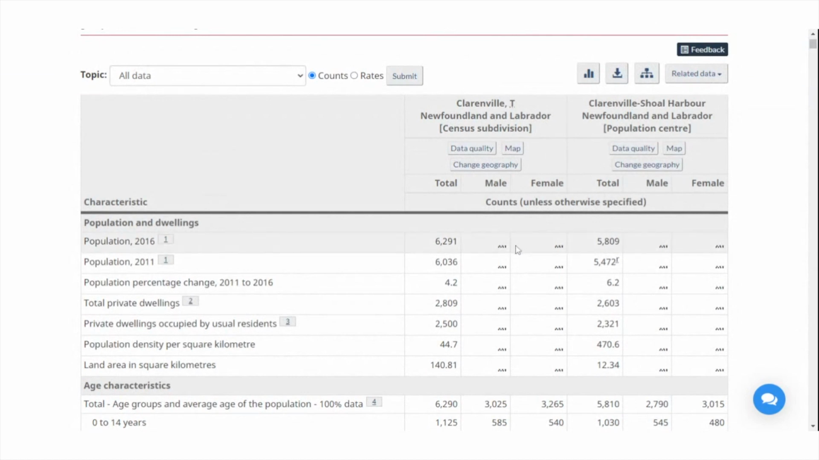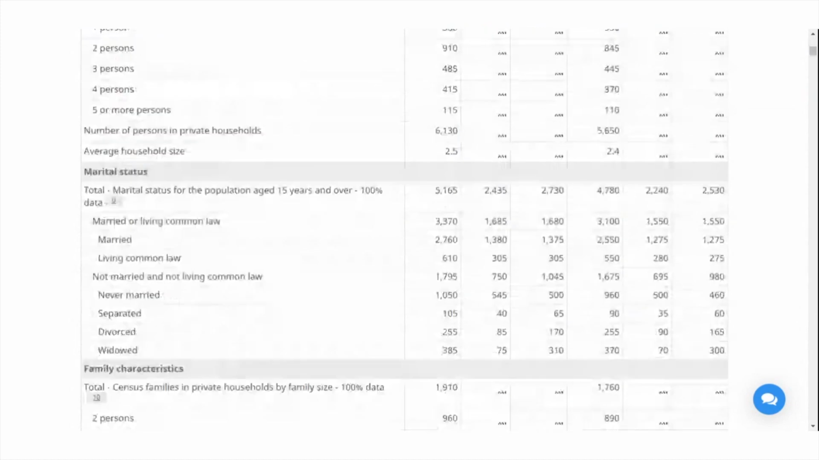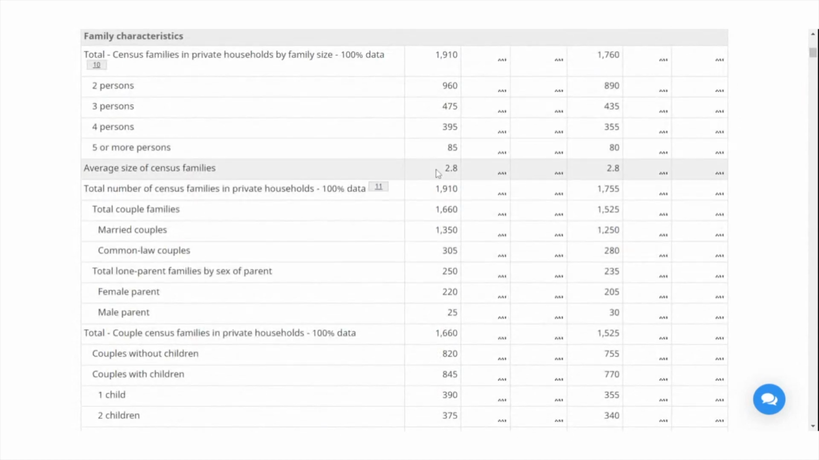So, if we look at it, we're asking what is the population of the Clarendon area. So we're going to use this number of 6,291. So that's the first issue. The second issue that we asked in this little survey was the number of people in a family. And we saw, based on the statistics, that the average family size is 2.8. There it is, average size of the census family, 2.8.